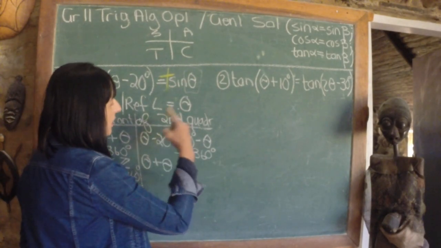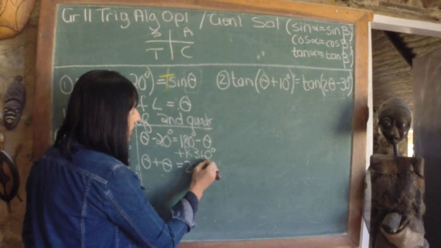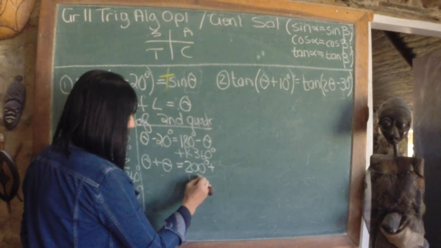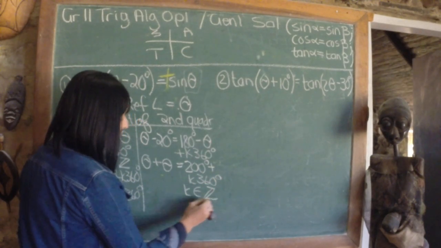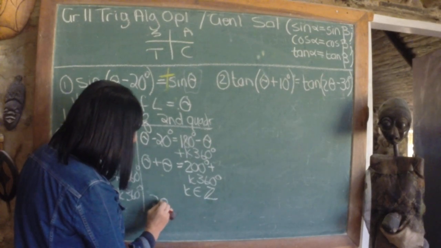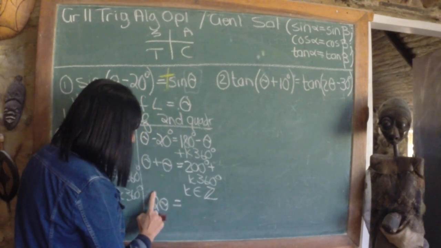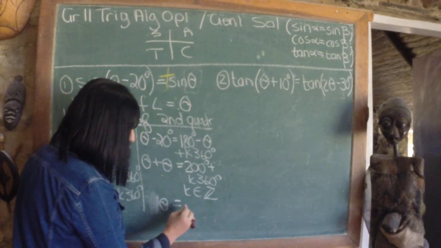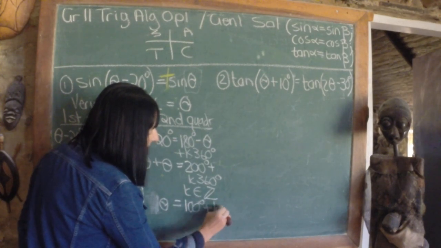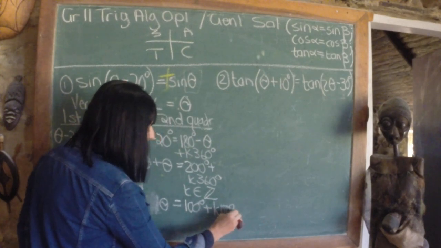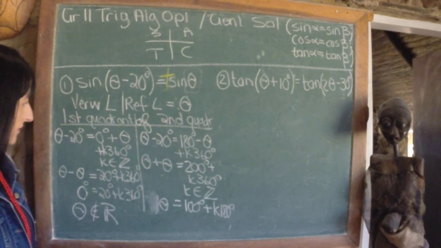So nou kan ek die 20 oorvat, en dan word hy plus, so dis 200 grade plus k mal 360 grade. And remember, it's k element of z. So I've got 2 thetas equals 200. So I can divide with 2 on both sides to get 100 plus k times 180 degrees. And that's my only solution in my second quadrant.